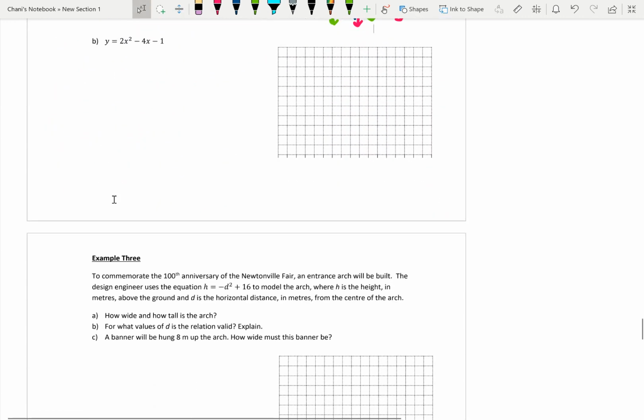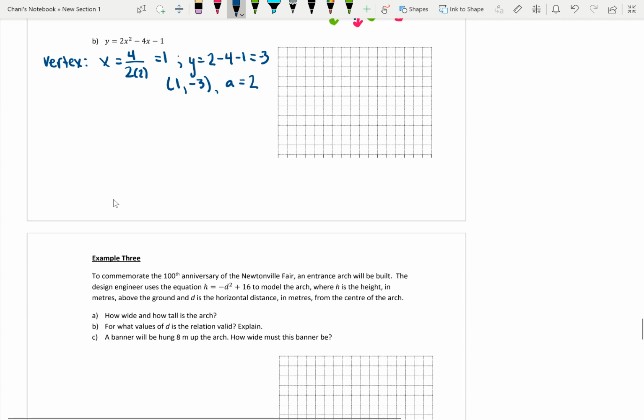Graphing, as much as you want to get away from it, is really important. All right, so our vertex, our x value is -b, so that would be +4 divided by 2 times 2. So that's just 1. And so my y value of the vertex would be 2 times 1 squared, so 2 minus 4 minus 1, which is -3. So my vertex is (1, -3), and my a value is 2.